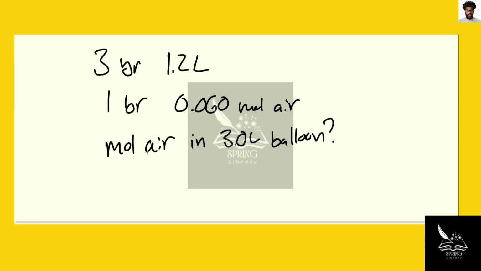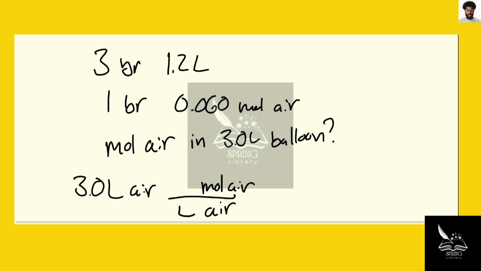Okay, so this is basically a unit conversion problem, but it's disguised, right? We can solve this with unit analysis. We have 3.0 liters of air, and we want to find out moles of air instead of liters of air. So we want liters of air on the bottom and moles of air on top so that the liters will cancel and we'll be left with moles of air.